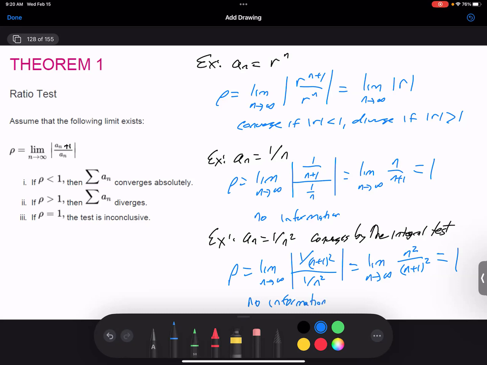So what's extremely important about these two examples here is it tells us there is no way around the fact that this test is inconclusive when rho equals 1. I can give you a series where rho equals 1 and it converges. I can give you a series where rho equals 1 and it diverges. So there is no way the ratio test is going to be able to give us an answer when rho equals 1. We're going to need something else. But if rho is greater than 1, it will diverge. If rho is less than 1, it will converge, and it will converge absolutely.